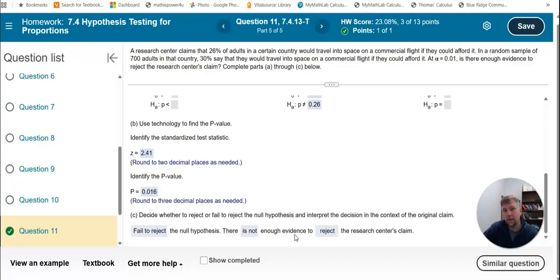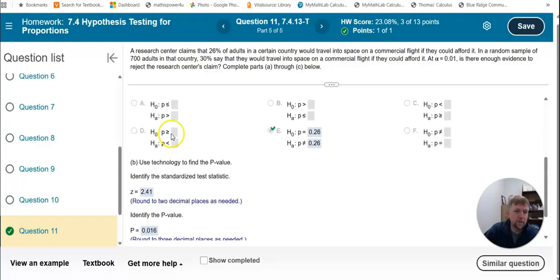If the claim is the null, there's not enough evidence to reject the null. If the claim is the alternate, there's not enough evidence to support the alternate. So it's all about where does the claim fall. Does the claim fall here, or does the claim fall here? Okay, it fell here this time, so there's not enough evidence to reject it.